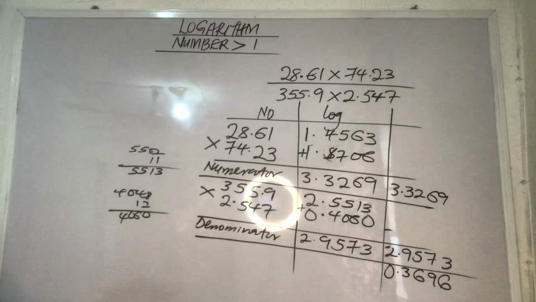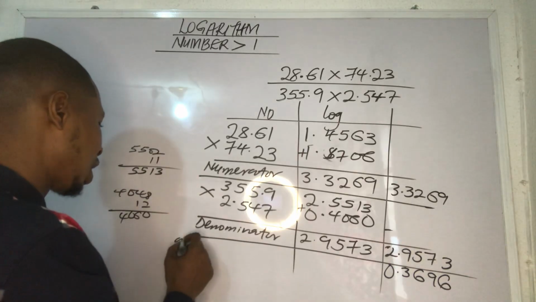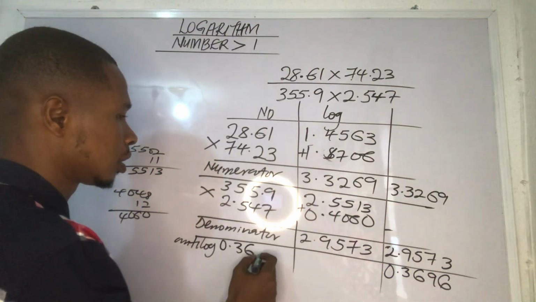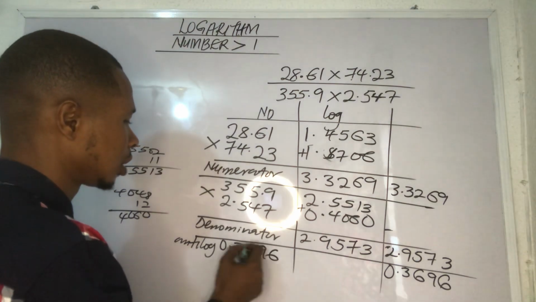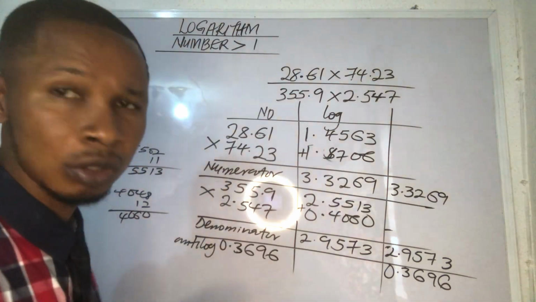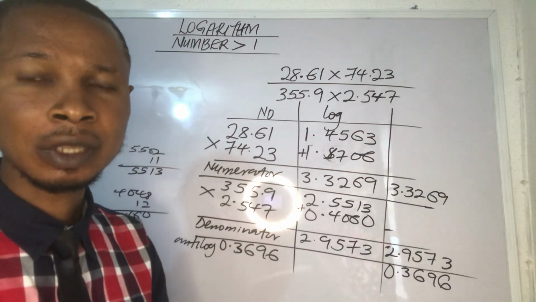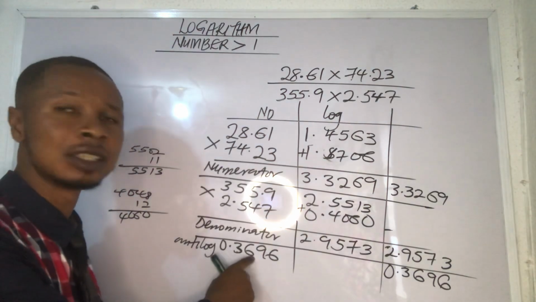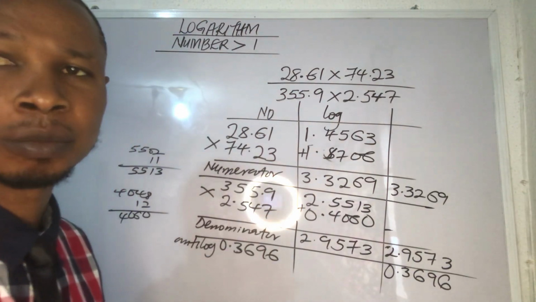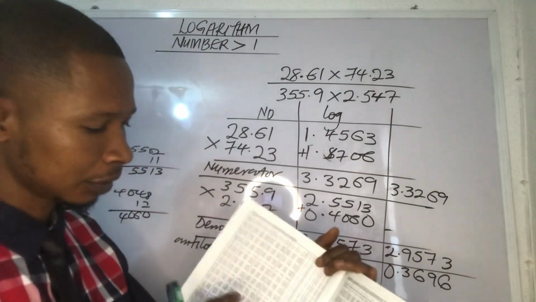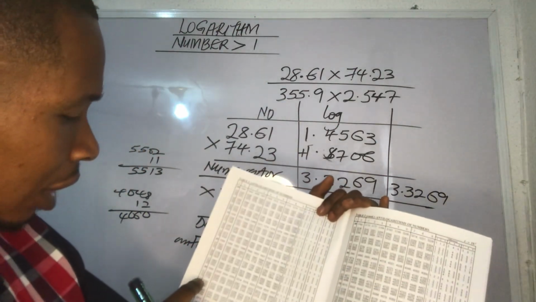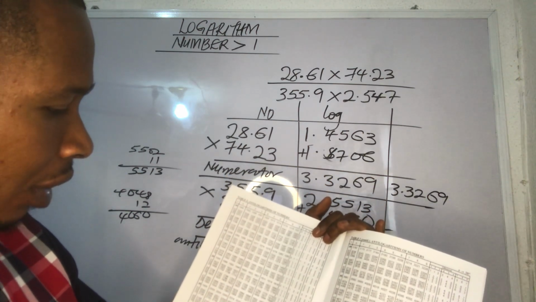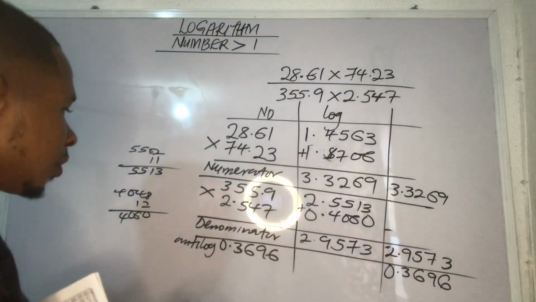Since that's everything we are supposed to do here, I'll come to this side to look for my anti-log. You write anti-log of 0.3696. To look at your anti-log, turn your logarithm table backward once. That's where you see the anti-log. Then under the anti-log, we check 0.36 because the anti-log table starts from point. So you check 0.36 under 9. That's 2339.